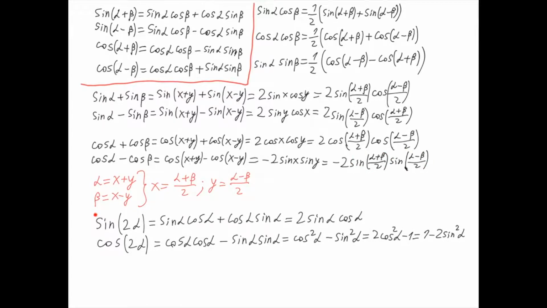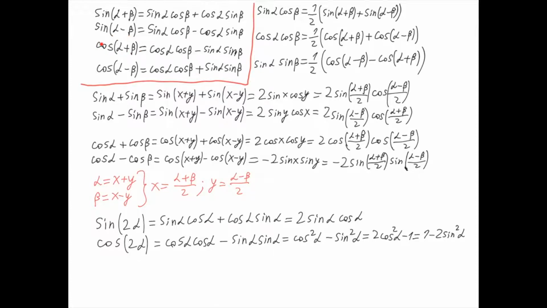Here are a couple more useful formulas. The formula for sine of 2 times alpha, which we've seen in previous videos, we can derive it from this equality here by substituting beta with alpha, and then we get sine of 2 alpha equals sine alpha cosine alpha plus cosine alpha sine alpha, which is 2 times sine alpha cosine alpha. Another useful formula is for cosine of 2 alpha. Of course, we're going to use this equality here and substitute beta with alpha.